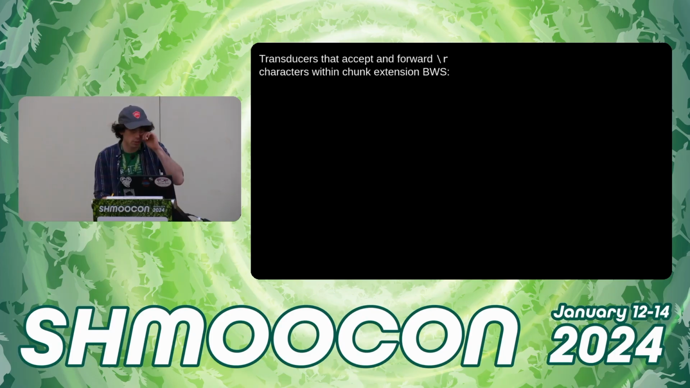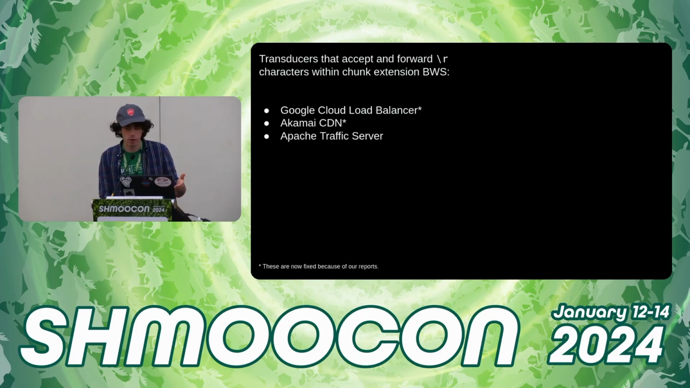So here's a list of transducers that will forward carriage returns within the bad white space before a chunk extension. So Google Cloud's load balancer will do it. Akamai will do it. And also Apache Traffic Server will do it. Google and Akamai have now fixed this. So Akamai now 400s when you try to stick carriage returns in that white space. And Google will just strip out all the chunk extensions now. So this isn't a problem anymore there.